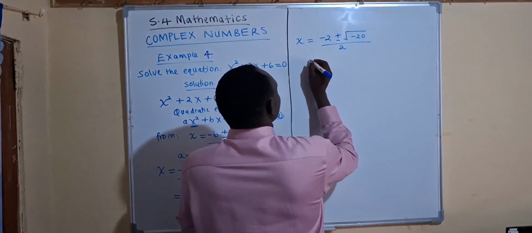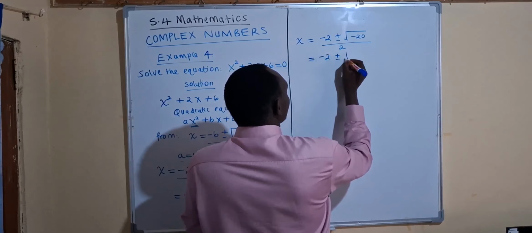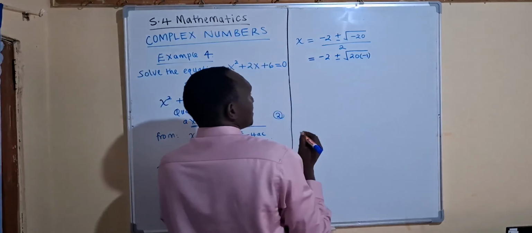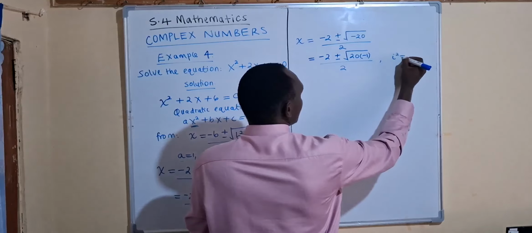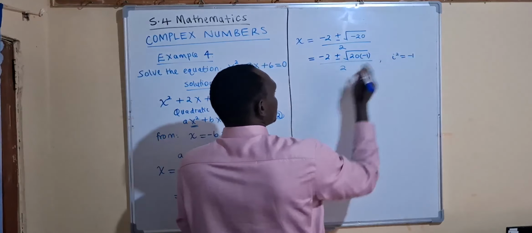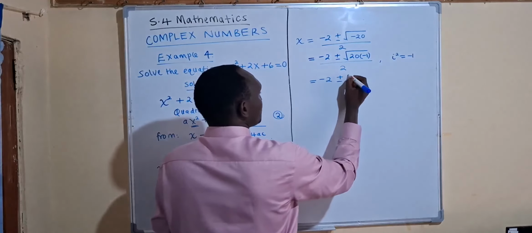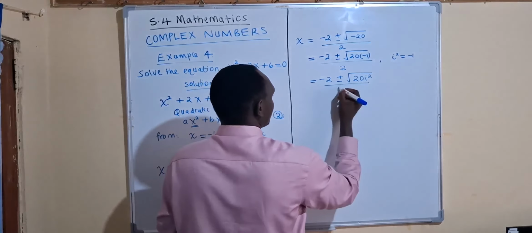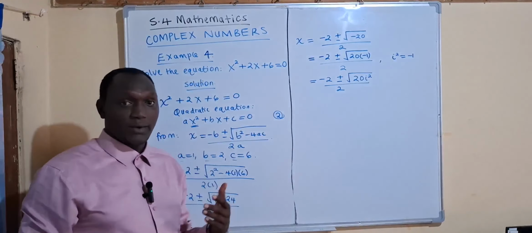That means here we are going to have x equals negative 2 plus or minus the root of 20 times negative 1, all over 2. But we know that i squared equals negative 1. So instead of negative 1 here, we shall substitute i squared, so that here we shall have negative 2 plus or minus the root of 20 i squared, over 2. And we are well aware that if you are solving a quadratic equation, you get two roots.